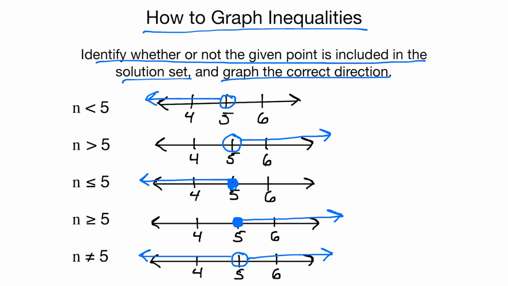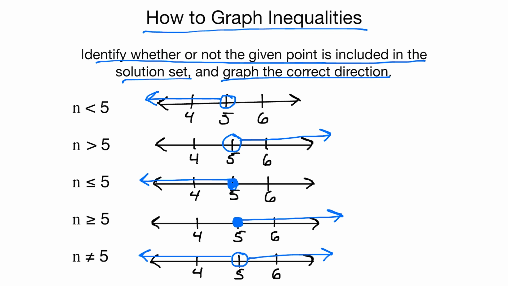So open circle if the point is not included in the solution set, filled in circle if the point is included in the solution set, and then decide which side of the number line satisfies your inequality. If you're not sure, you can select a number. Like we could choose the number 0 and see if it satisfies n is less than 5. Well, the number 0 does satisfy. 0 is less than 5. So we have to put the arrow in the direction of 0, which is less than 5.